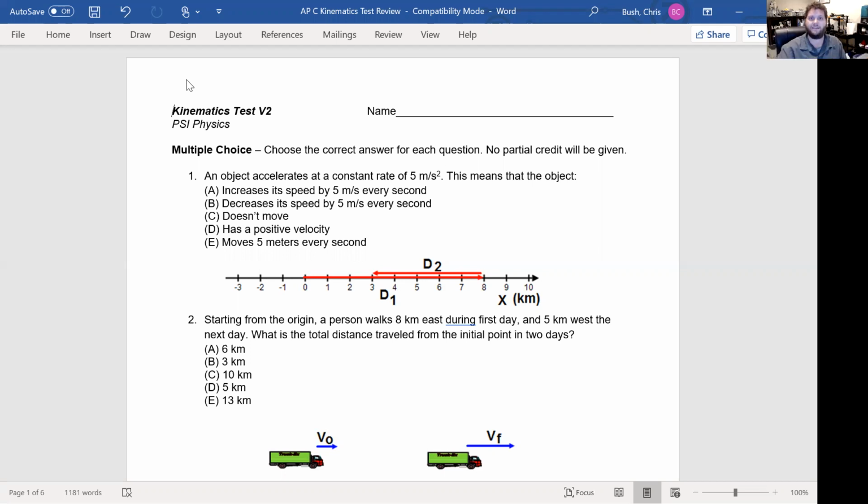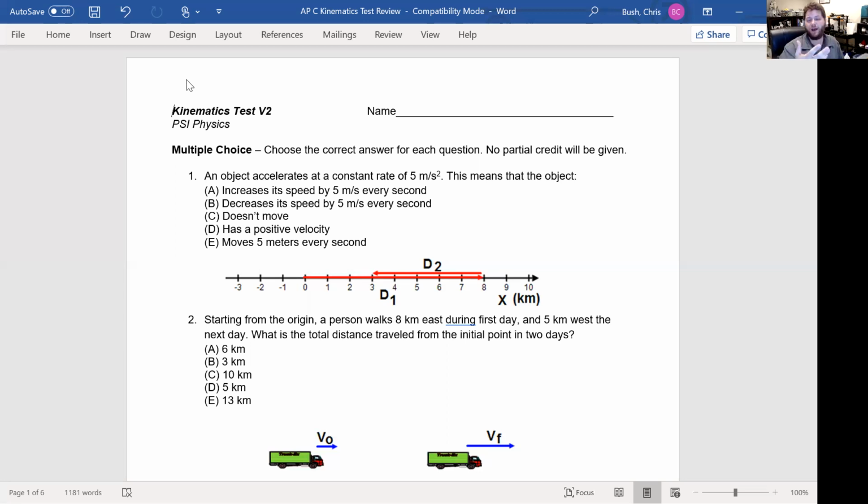A second after that, it's at -10. A second after that, it's -5. A second after that, it's 0. A second after that, it's 5. The acceleration is what you add to your velocity every second. So it increases its speed by 5 every second. Sure. Decreases its speed by 5 meters per second every second?